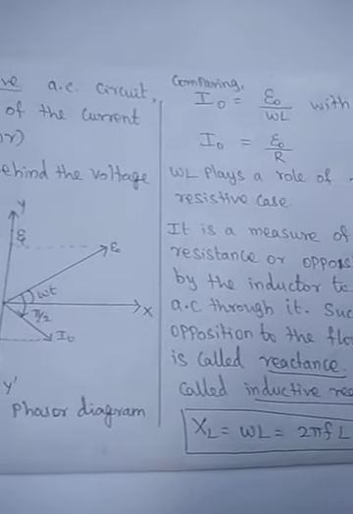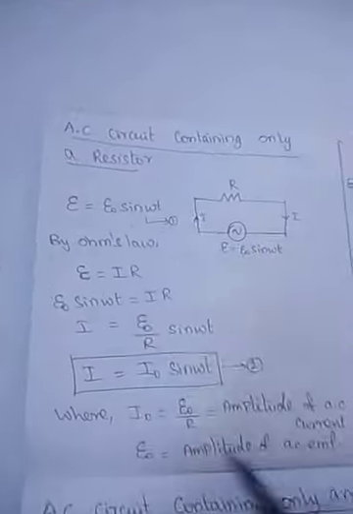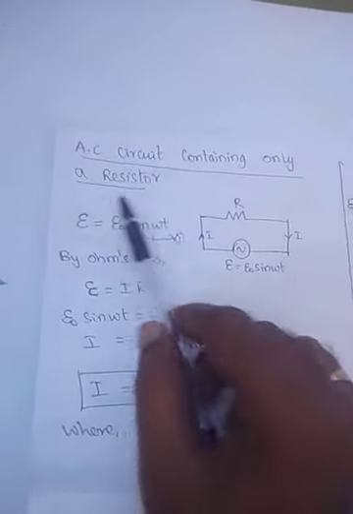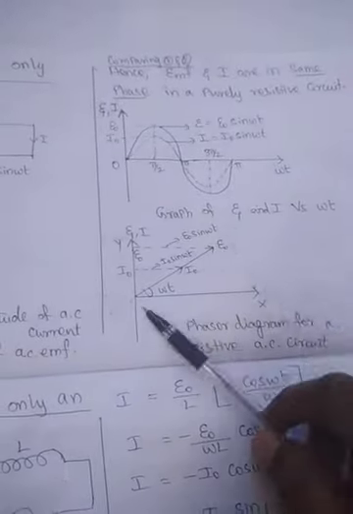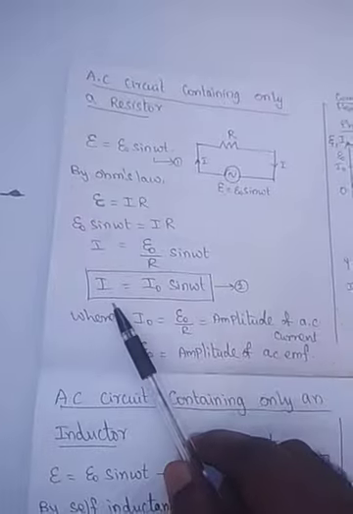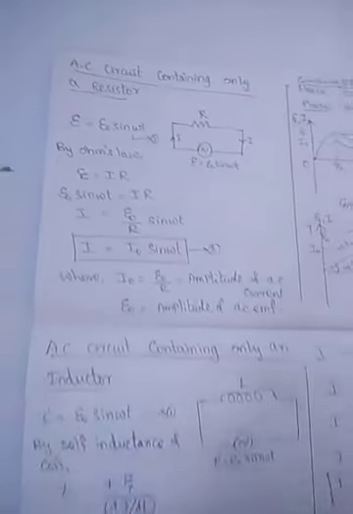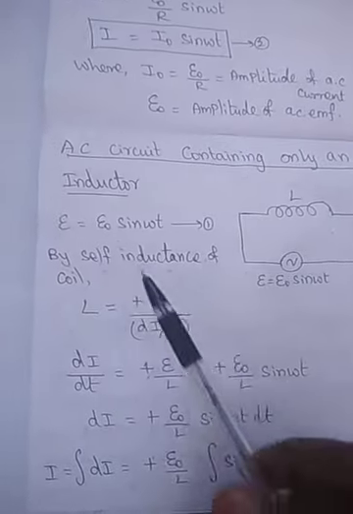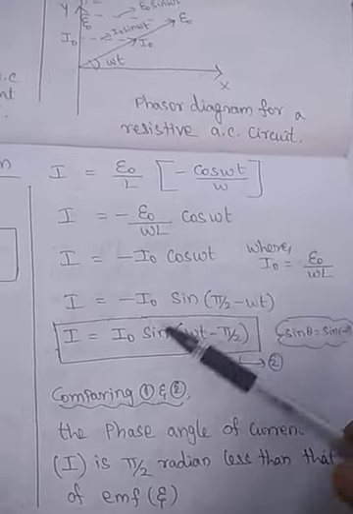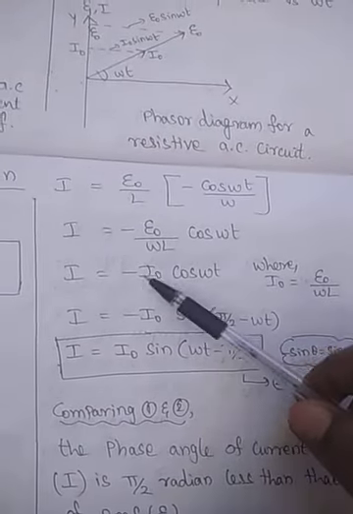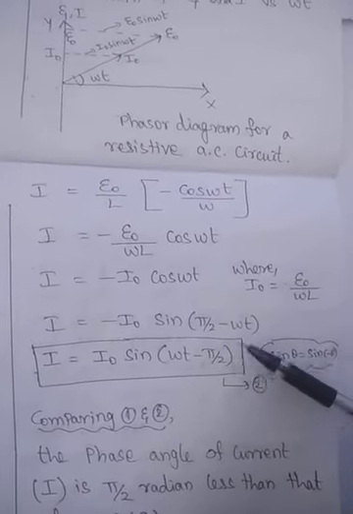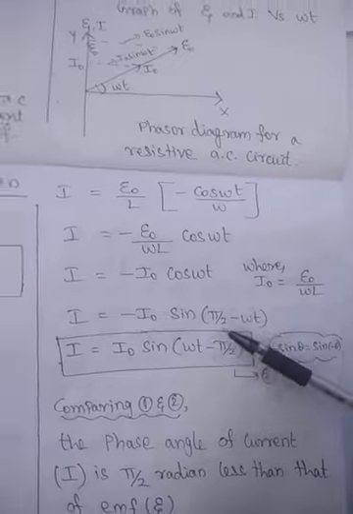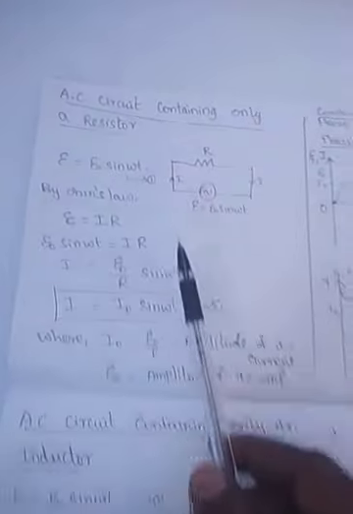Dear students, in this session we have studied AC current containing only a resistor and AC current containing only an inductor. For the resistor, both the angles are the same: E is equal to E naught sin omega t, and I is equal to I naught sin omega t, very simple by applying Ohm's law. But for the inductor, E is equal to E naught sin omega t, but I becomes minus I naught cos omega t, or I naught sin of omega t minus pi by 2, 90 degrees lagging. That is the difference between the resistor and the inductor.